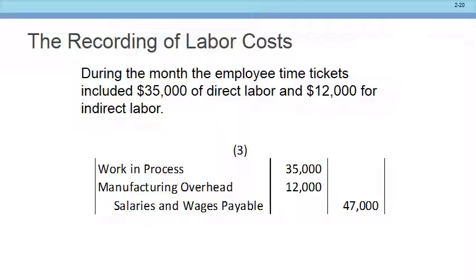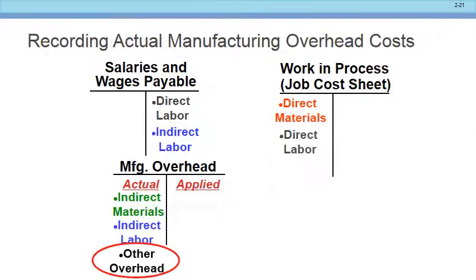So we had 35,000 of direct labor, that goes to work in progress. 12,000 indirect labor, that goes to the manufacturing overhead, and we're going to allocate that, and we credit our salaries payable, right? Okay. Now you come over to the next slide, and I know the burning question was, how is my manufacturing overhead going to get into my work in progress?